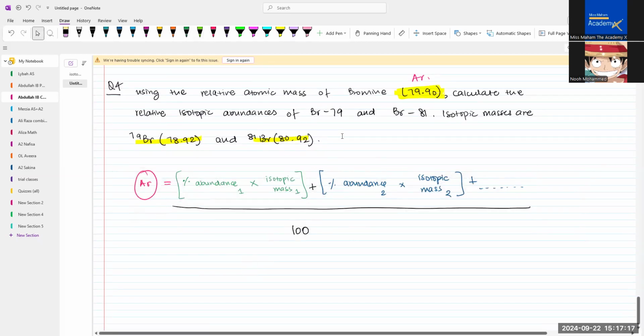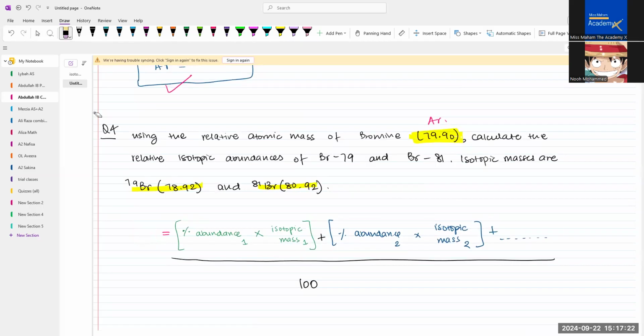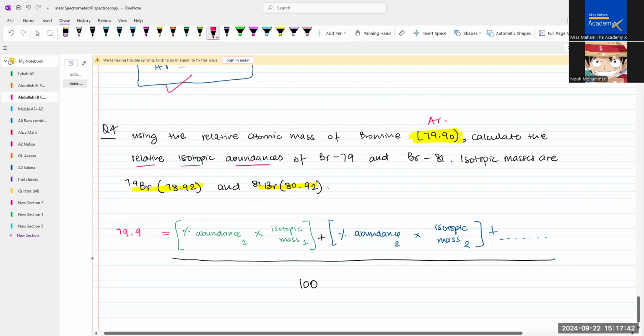Now, if I start inputting whatever they've given us, what do I come up with? AR they've given us as 79.9, right? I've inputted this value. Percentage abundances are what we need to calculate. They've told us to calculate the relative isotopic abundances of Br79 and Br81. So these two are what we need to find out. And they've also given us the isotopic masses.